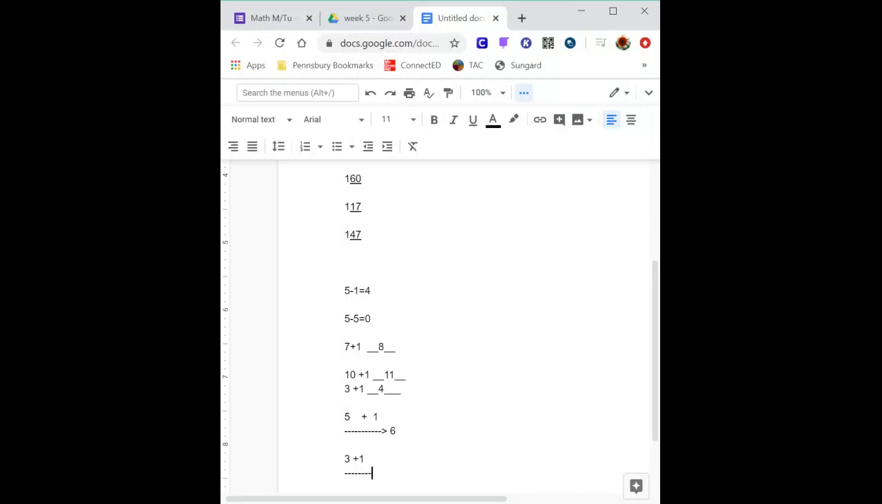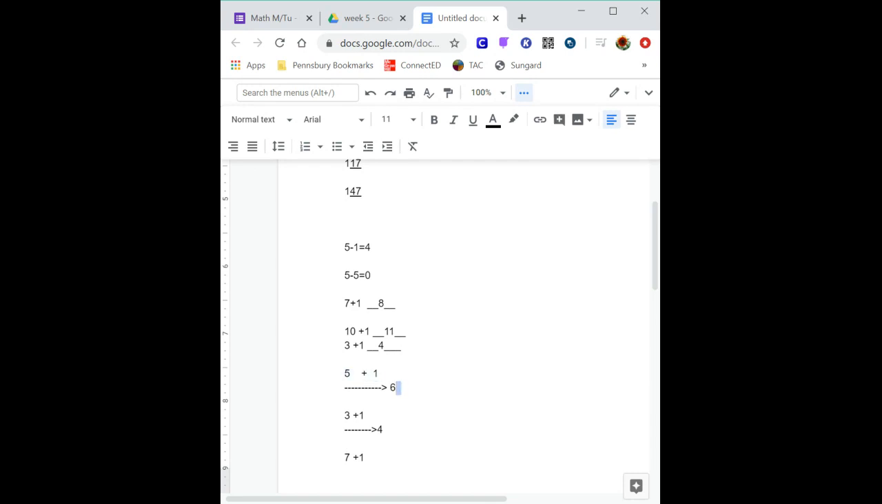3 plus 1 equals 4. And 7 plus 1 equals 8. Nice. So each number is part of the number family.